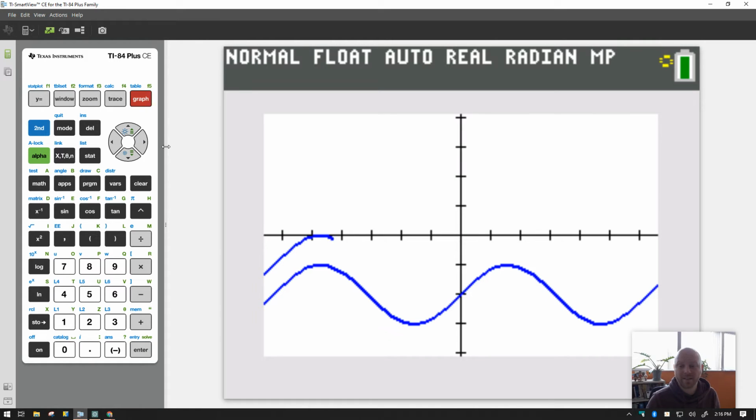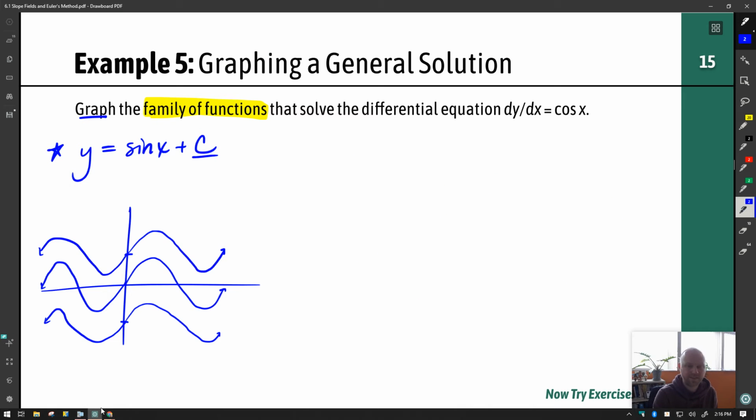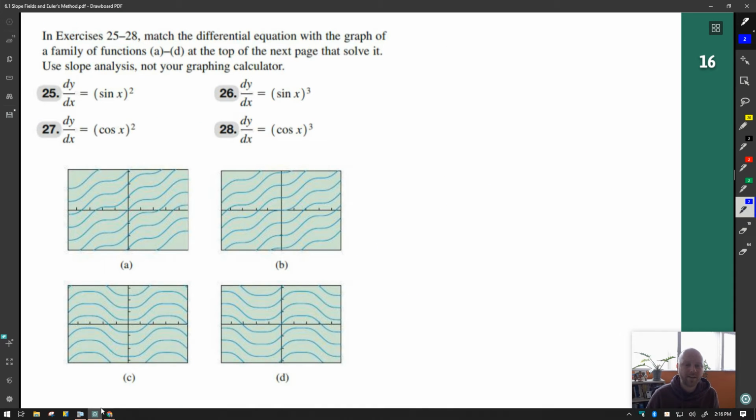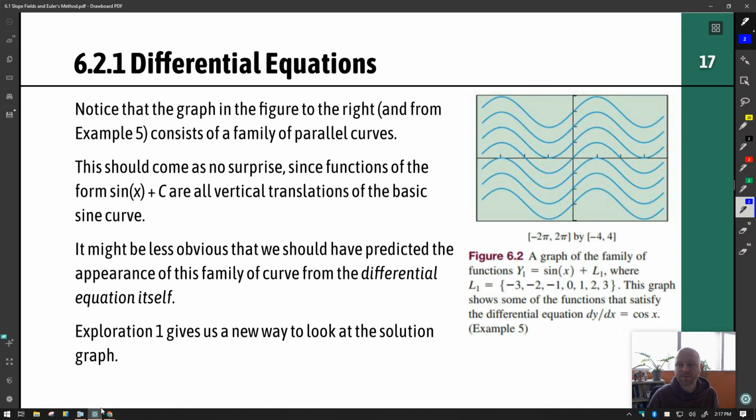Watch this. 1, 2, 3, 4, 5. Hey, there they are. And we actually did a pretty good job of graphing those ourselves. There's the family of curves. So back to here. And here's a question from the textbook that I think we're going to leave to class time. And I just want to move through to get, there's the answer that we had.